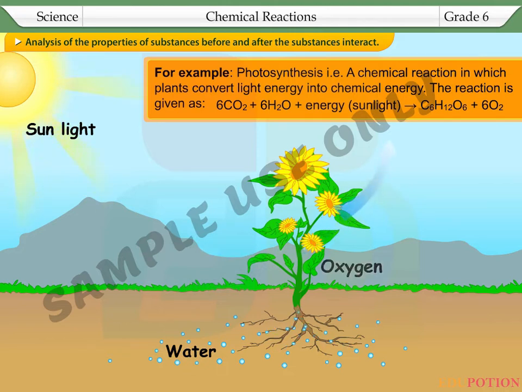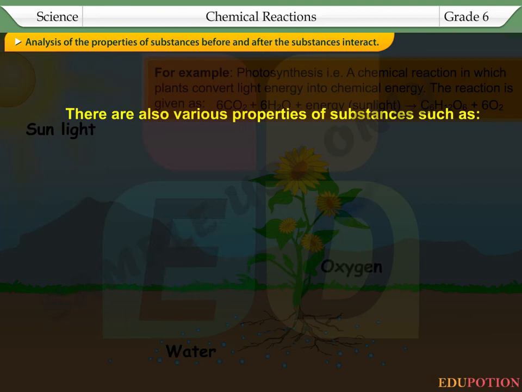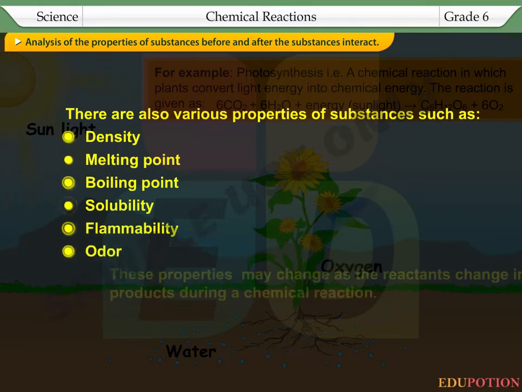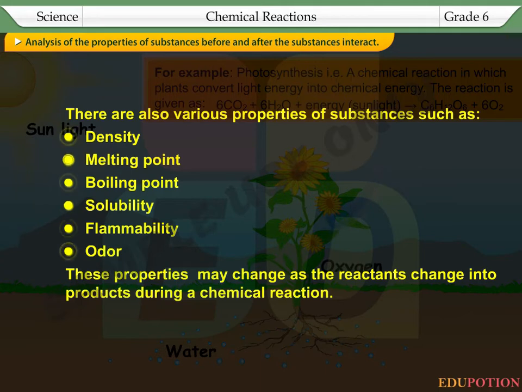6CO2 plus 6H2O plus energy in the form of sunlight gives C6H12O6 plus 6O2. There are also various properties of substances such as density, melting point, boiling point, solubility, flammability, and odor. These properties may change as the reactants change into products during a chemical reaction.